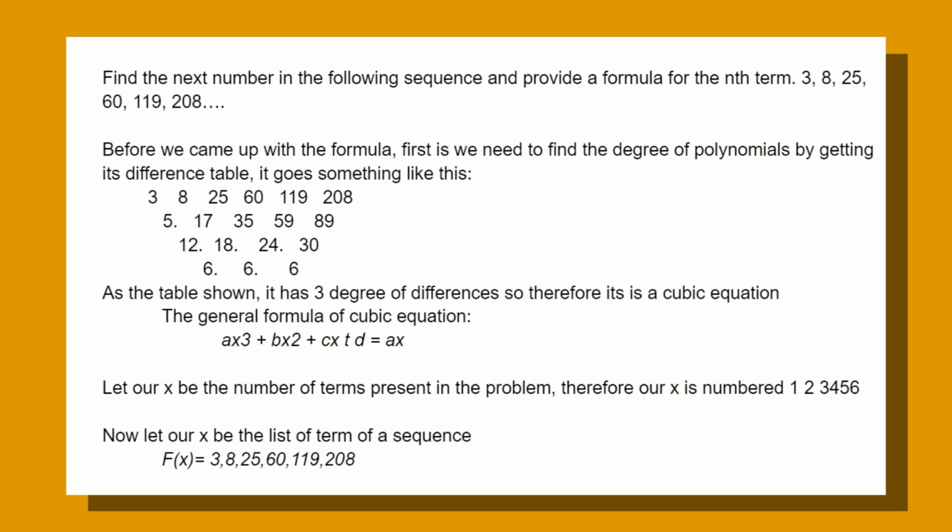ax cubed plus bx squared plus cx plus d equals f(x). Let our x be the number of terms present in the problem. Therefore, our x is numbered 1, 2, 3, 4, 5, and 6. Now, let f(x) be the list of terms of the sequence. If f(x) equals 3, 8, 25, 60, 119, and 208. At this moment, we will now substitute the numbers using the cubic equation formula.